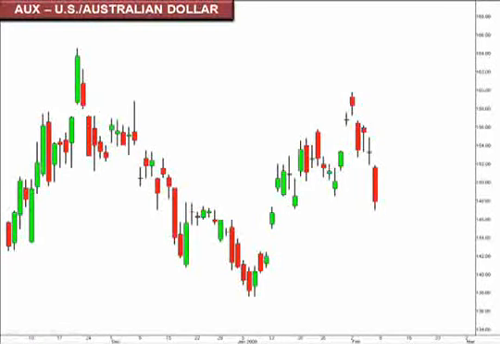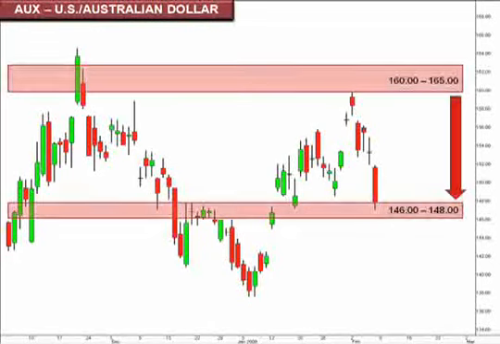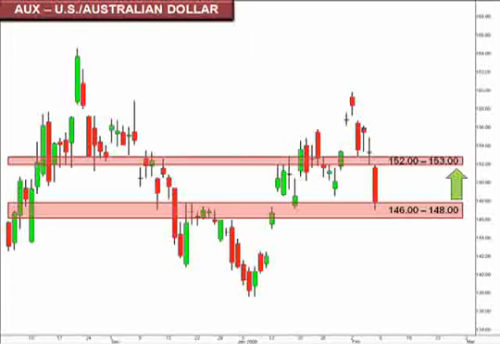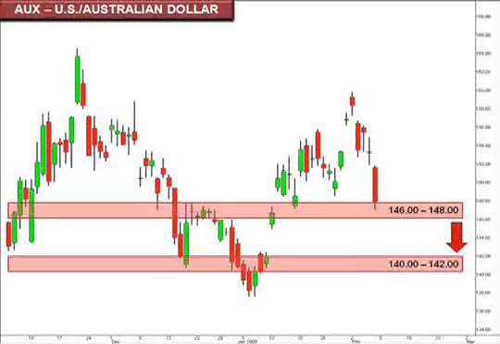And finally, we saw a similar move in the AUX as the U.S. dollar weakened against the Australian dollar. After a mild attempt to test the 160-165 focal zone, the pair value rejected strongly, breaking a key focal zone to close on the upper range of the 146-148 support. Now, at this point, it is not unrealistic to expect a retracement of this move, which would likely retest that 152-153 range. If the lower range of the 146-148 focal zone does not hold, the window is open for an even further weakening of our pair value, targeting the 140 to 142 box.